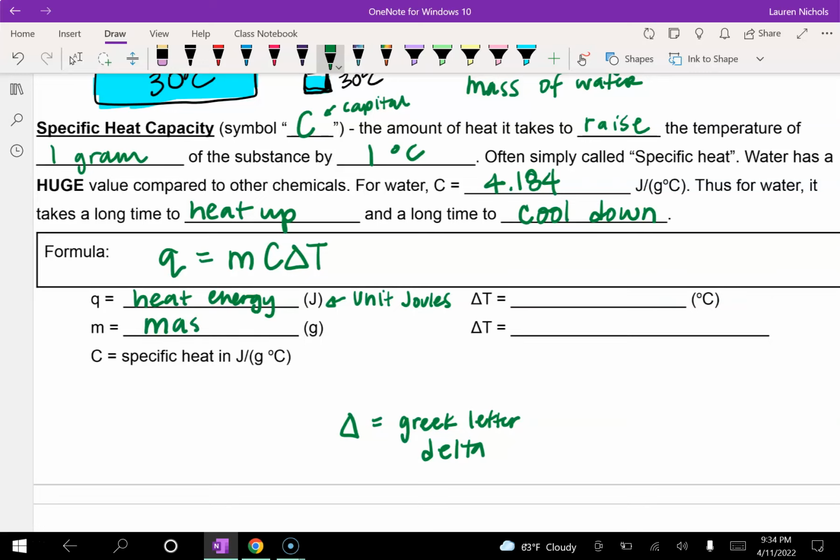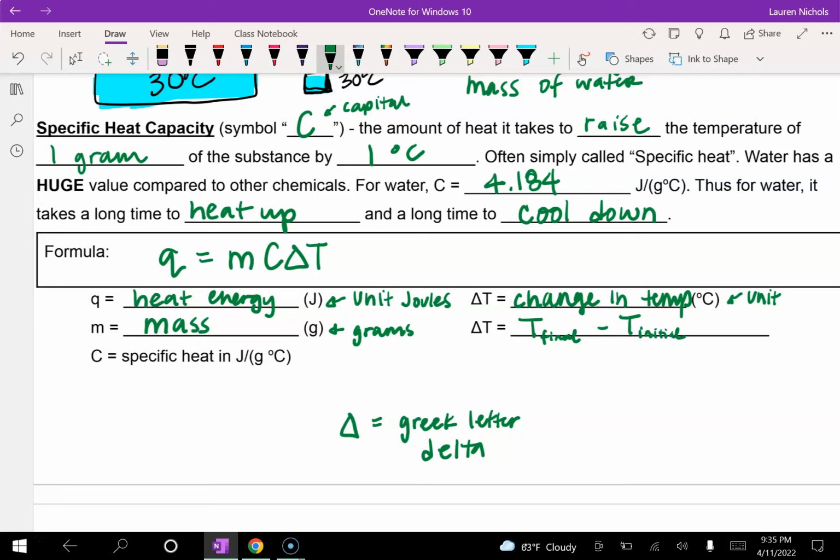M is our mass, as usual, and our unit is grams. Again, we've been working with mass and grams since August, so you should be familiar with this. Delta T means change in temperature. So the delta is the change in, and it's measured in degrees Celsius. This is our unit. We do not use Fahrenheit in science. Okay, and one way to find the change in temperature is your final temperature minus your initial temperature.